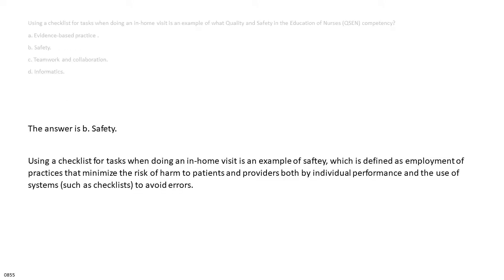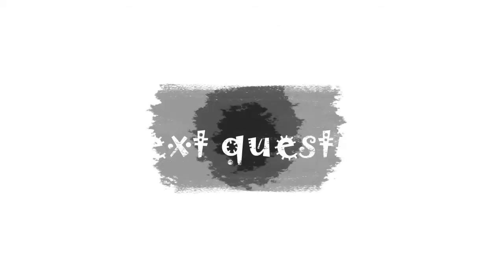The answer is B. Safety. Using a checklist for tasks when doing an in-home visit is an example of safety, which is defined as employment of practices that minimize the risk of harm to patients and providers both by individual performance and the use of systems, such as checklists, to avoid errors.